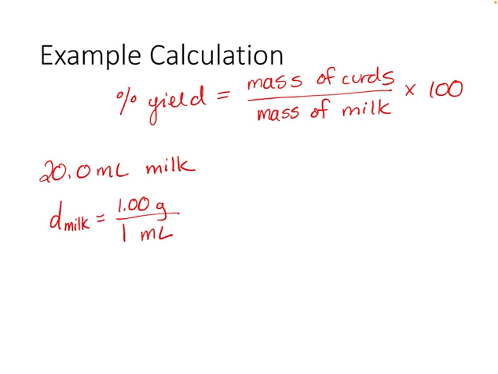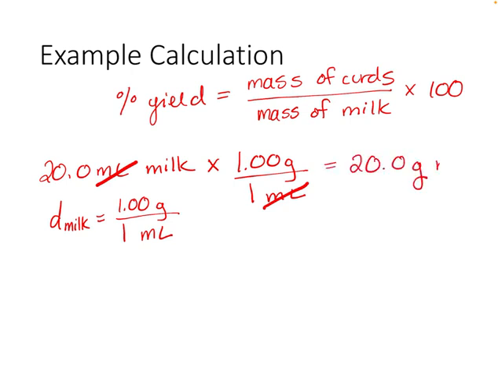We're just going to convert 20 milliliters of milk into grams by multiplying 20 milliliters of milk by the density, which is 1 gram per 1 milliliter. So milliliters will cancel, and we're just multiplying 20 by 1, so that will give us 20 grams of milk.